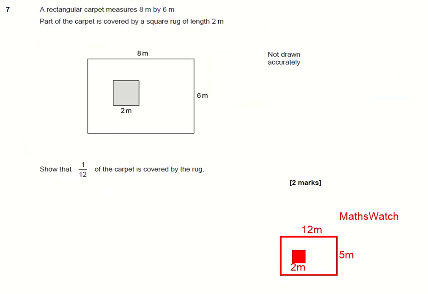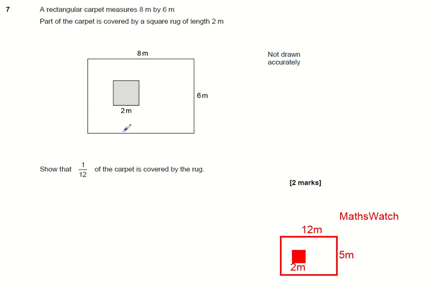Question 7. A rectangular carpet measures 8 meters by 6 meters. Part of the carpet is covered by a square rug of length 2 meters. Show that 1/12 of the carpet is covered by the rug. So we're going to need to work out the area of the carpet and the area of the rug.